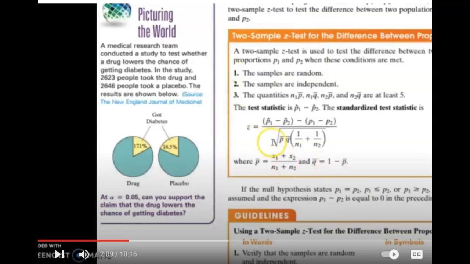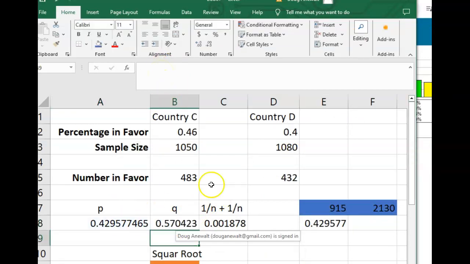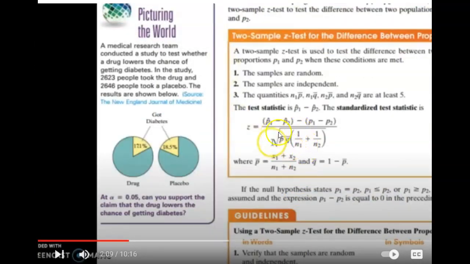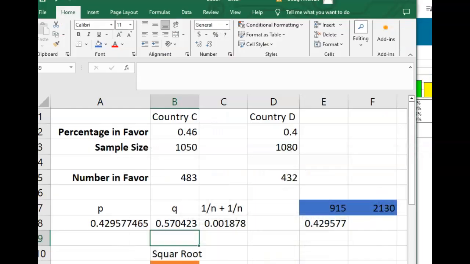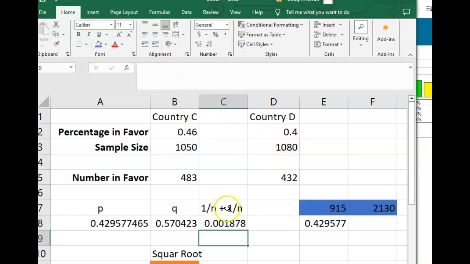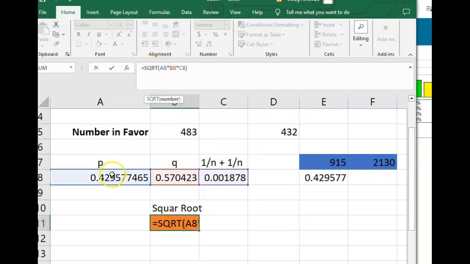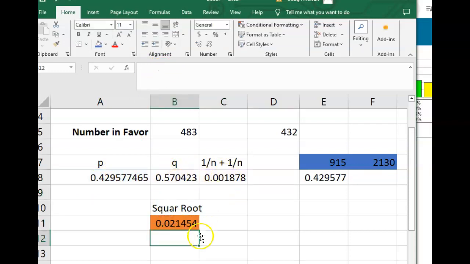And Q is just 1 minus that. Q and P always add up to 1. So once you find P, just do 1 minus that to get Q. And then the last part of this giant square root on the bottom is 1 over the first sample size plus 1 over the second sample size. And so that's what I'm doing here. I like to do these three pieces separately. So just 1 over the first sample size plus 1 over the second sample size, you get your solution. The bottom is the square root of those three numbers multiplied together. So I'm typing square root of P times Q times 1 over each sample size. You get your result. That is the bottom part of your calculation.